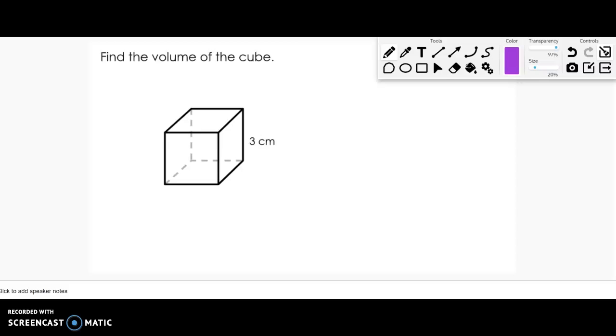All right, find the volume of the cube, but they only gave me one number. What do I do? Well, we think about what we know about cubes. We know cubes, all the faces are squares, right? So we know if this is a square and this is 3, we know this bottom is also going to be 3. And if that's 3, this is also a square, so we know this is going to be 3. All the edges are the same length on a cube. So if it tells me one, I know them all. I still only use 3.